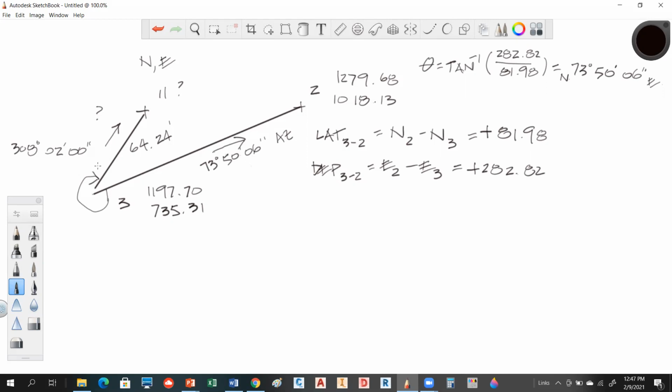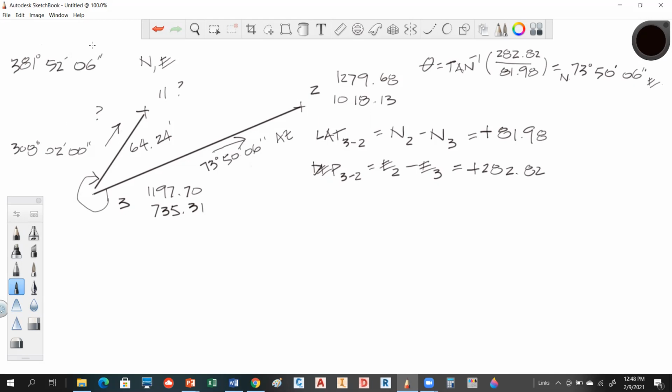So all we need to do is add the 7350.06 plus the 308.02.00, and that gives us our foresight azimuth. Now what I'm coming up with, you can correct or check me, I got 381.52.06. Does anybody agree with that?